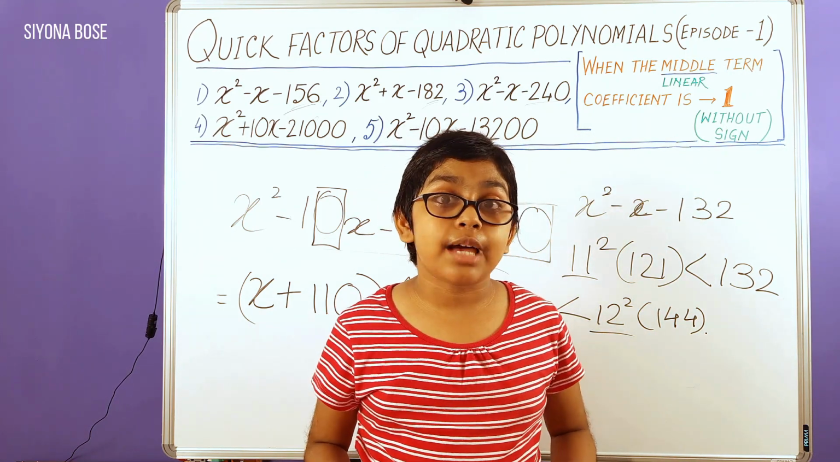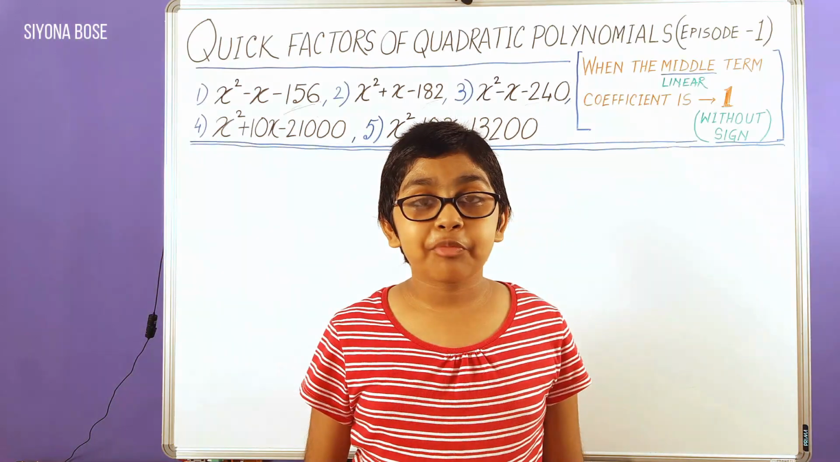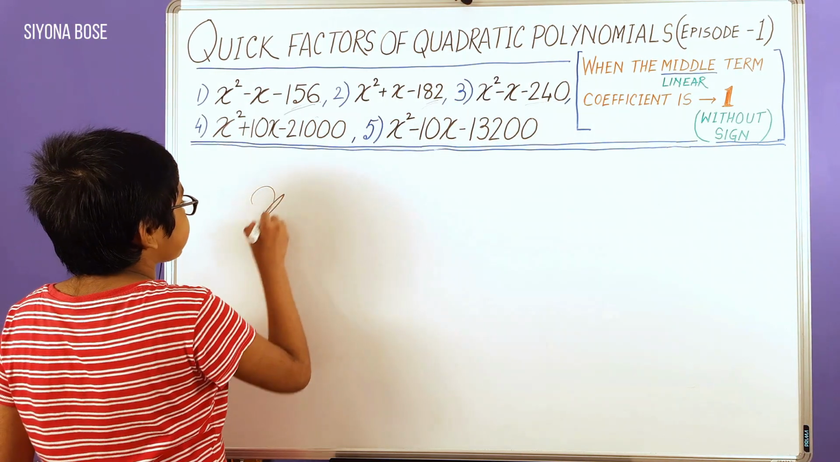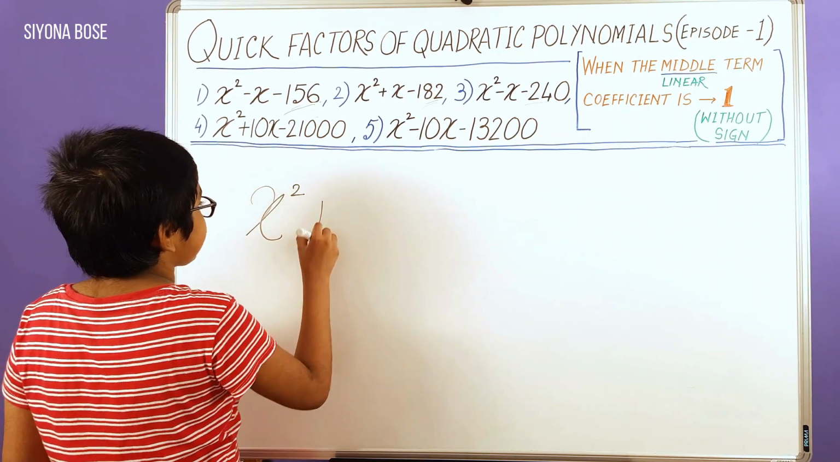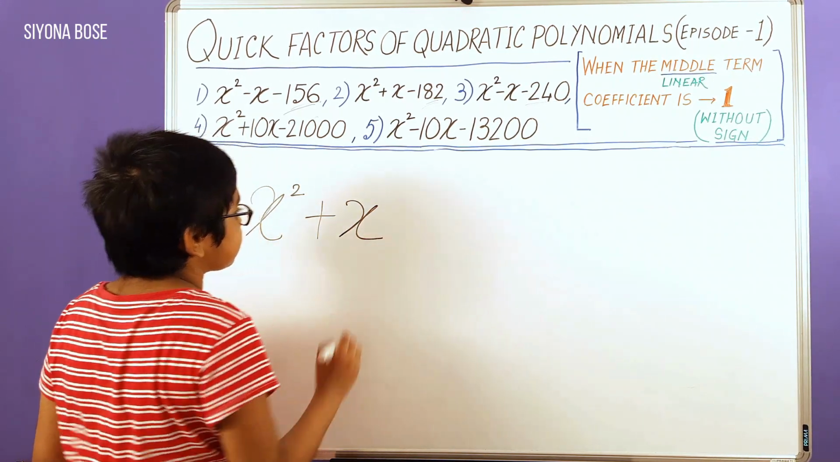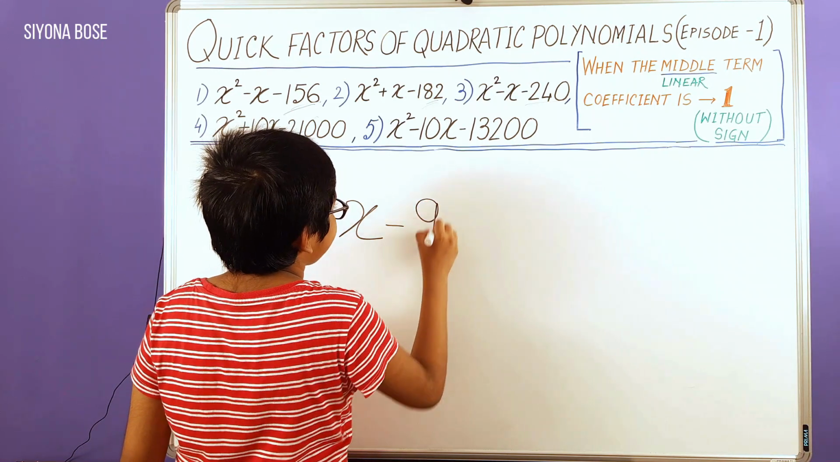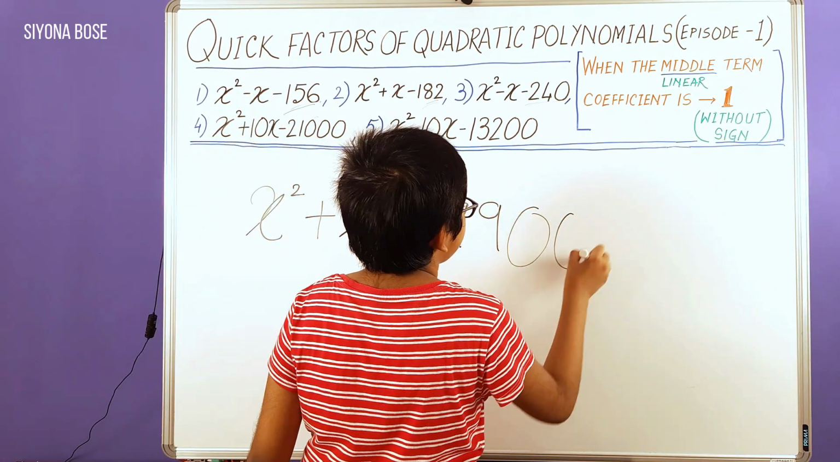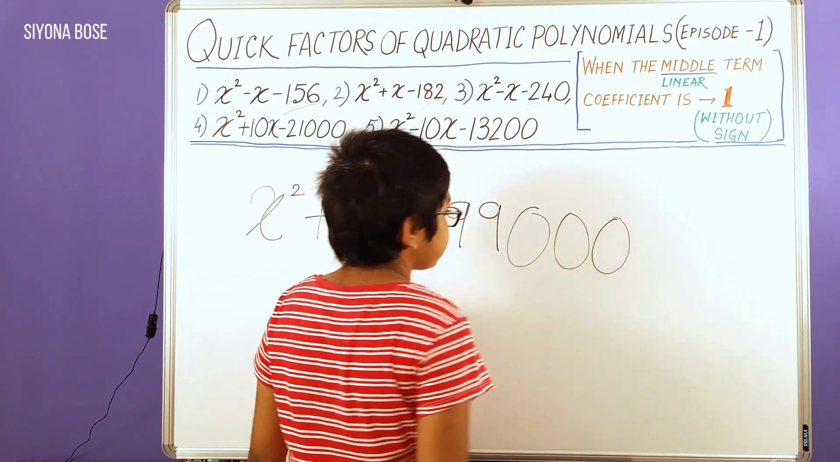I hope you'll like this episode a lot. I have a sum for you all. Please try to solve it. It is x squared plus x minus 999000.